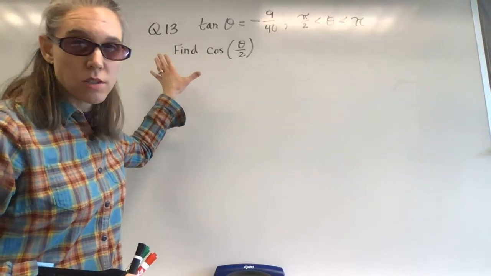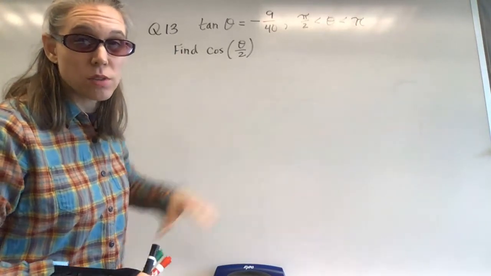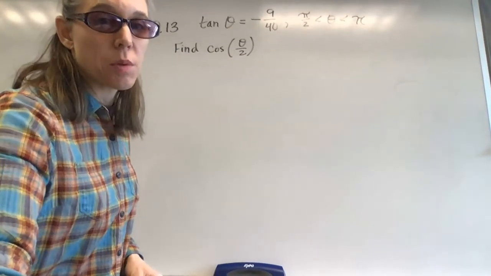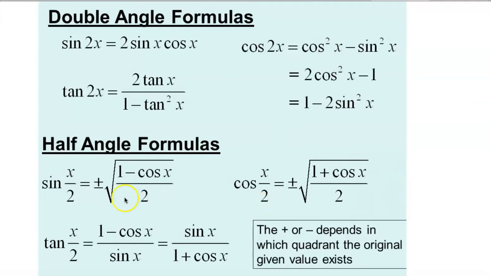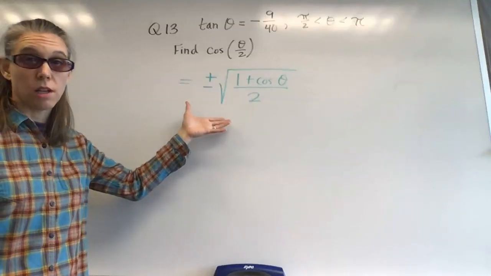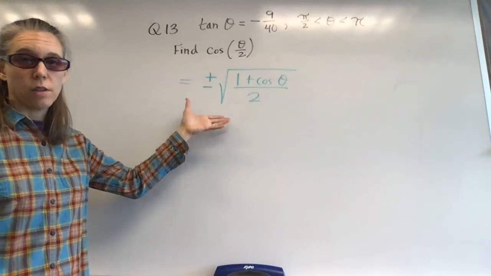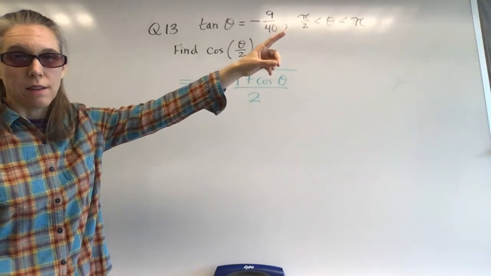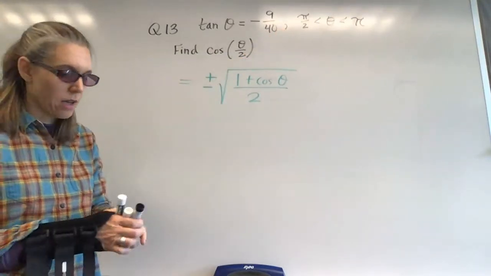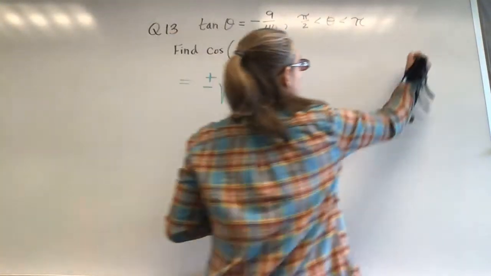Okay, so here's the question. We want to again find cosine of theta over 2. So we want to start by getting that formula of, sorry, wrong page, here we go. Cosine of theta over 2 is this formula right here, so I'll go ahead and copy that up on the board. So now here is the formula on the board. What I need to do is draw a triangle. My theta is in the second quadrant, so I'll go ahead and draw a triangle in the second quadrant.